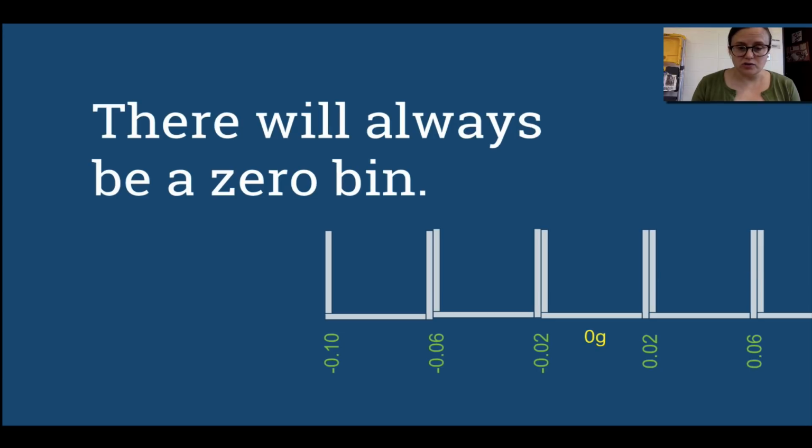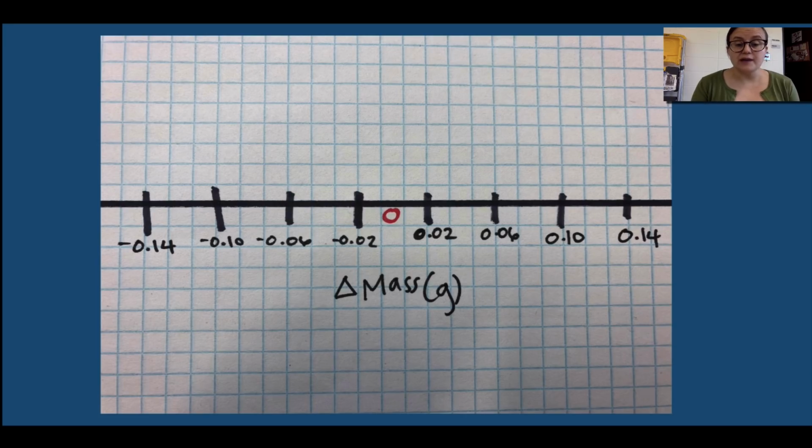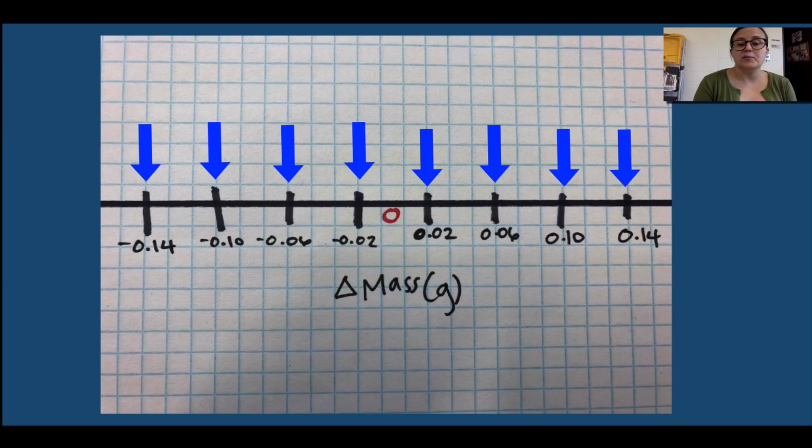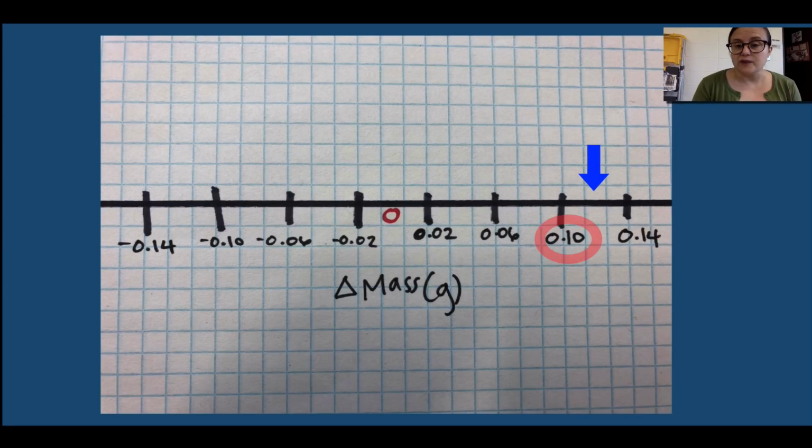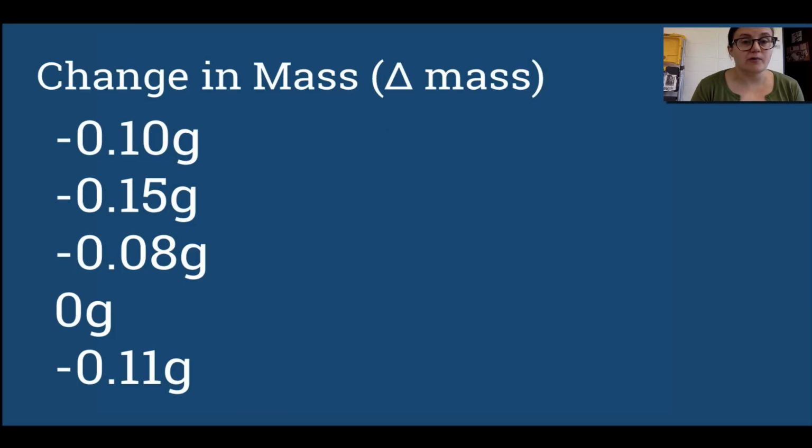So I just want to show you, this is what your x-axis will look like for every change in mass histogram. We have the zero bin in the middle. Everything that could be zero goes in that bin, anything from negative 0.02 grams up to positive 0.02 grams. If we gain mass, it'll go in the bins to the right. If we lose mass, it will go in the bins to the left. Same rules apply. If a piece of data lands on the edge of a bin, for example, if I got a change in mass of 0.01 grams, then it falls right on this line and it would go into the bin to the right.